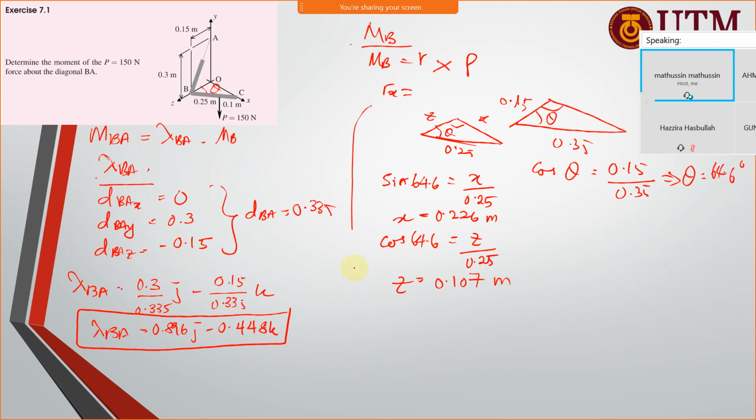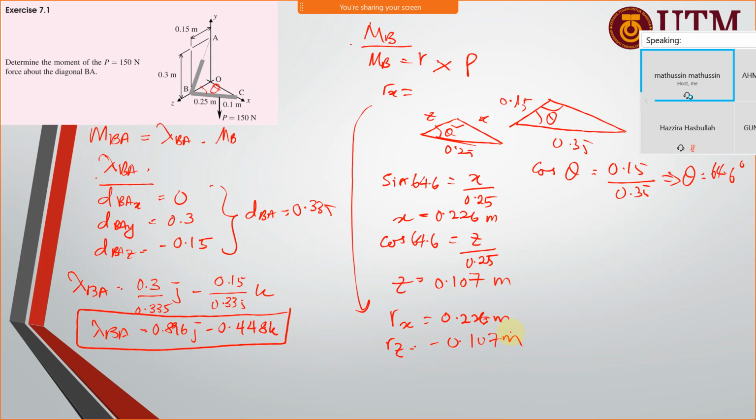So, from here kita boleh dapatkan R. Rx maksudnya berapa? From B to P. Rx, x lah yang kita dapat tadi, 0.226 meter kan? So, Rz berapa? Negatif 0.107 kan? Sebab direction B to P they pointing to the negative Z axis. Betul? Should be negative. Okay.